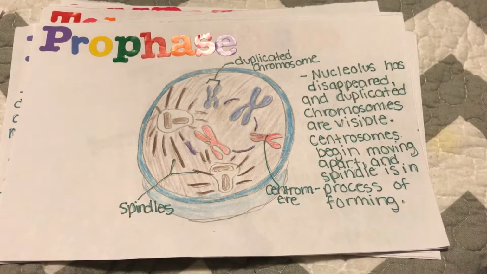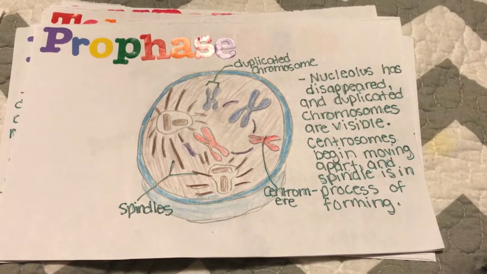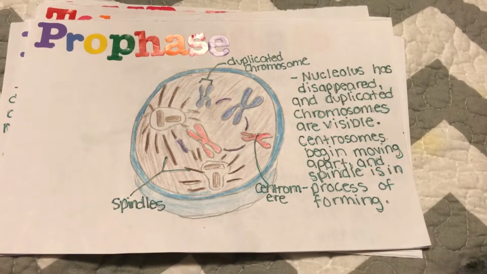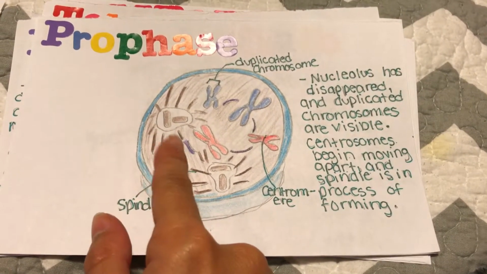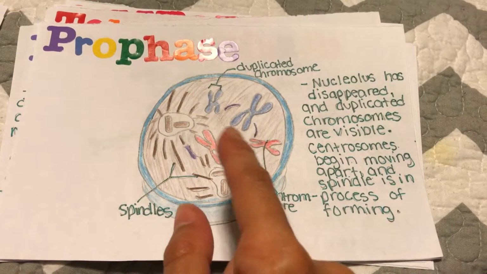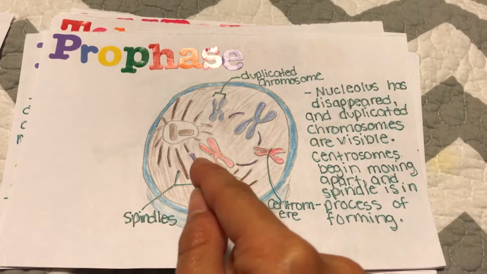The asters are the brown things, and the nuclear envelope is the outside of this. Prophase. Nucleus has disappeared and duplicated. Chromosomes are visible now. Centrosomes begin moving apart and the spindle is in the process of forming. The spindles are these brown lines that connect to these. The centromere is the center of this, and the duplicated chromosomes are the two blue. So these are those duplicated ones right there.